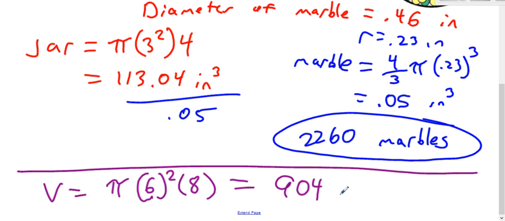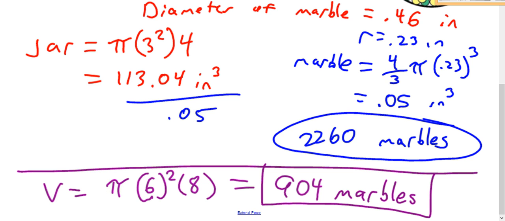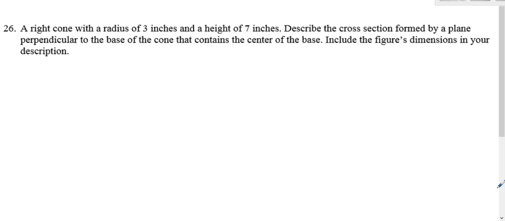But that's still a good guess because this first way of measuring it figures that all the marbles fit with no space in between, and we know that they don't fit that way. So I actually think 904 marbles is a better guess. Estimate, not a guess, estimate. Maybe 1,000 marbles if you want to round up.